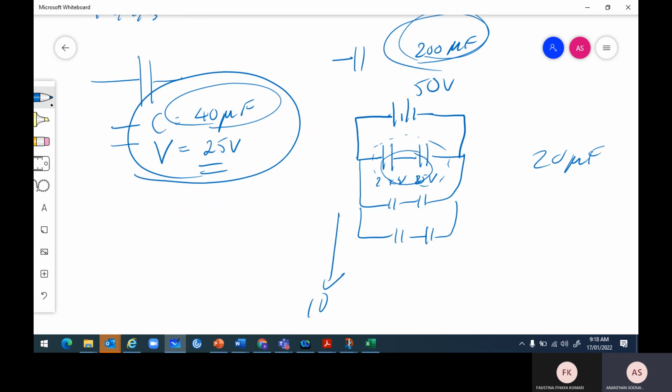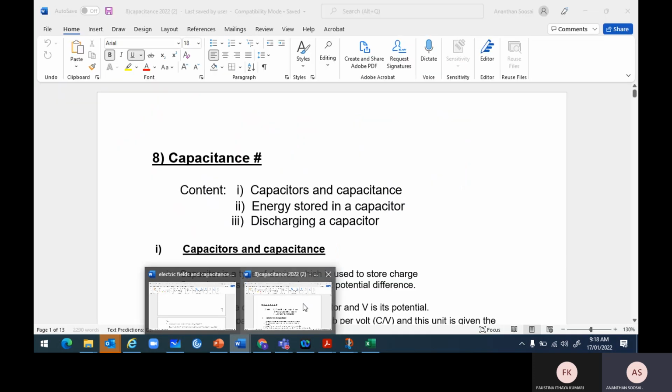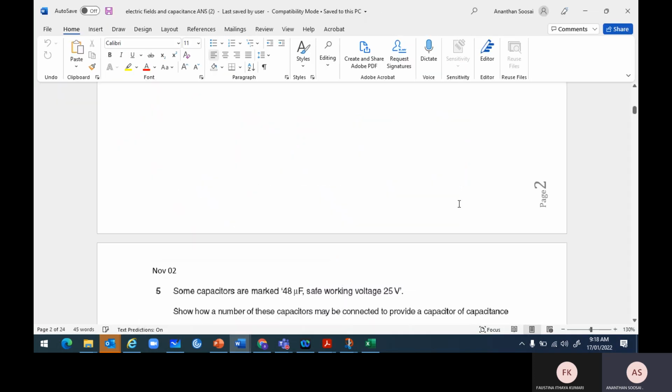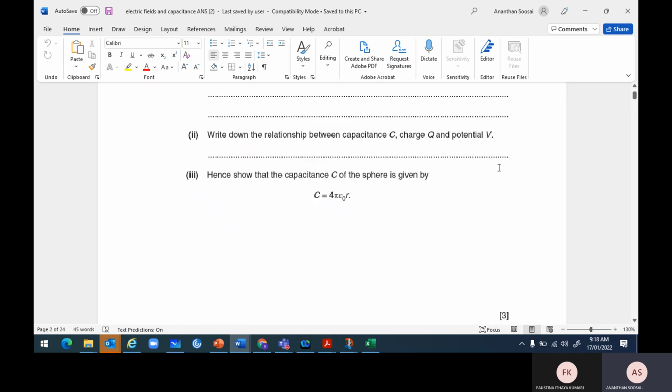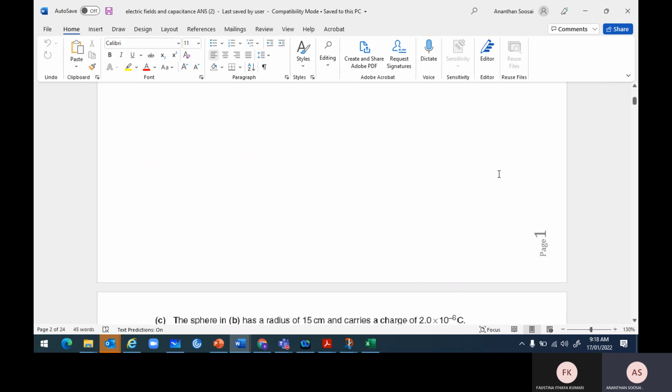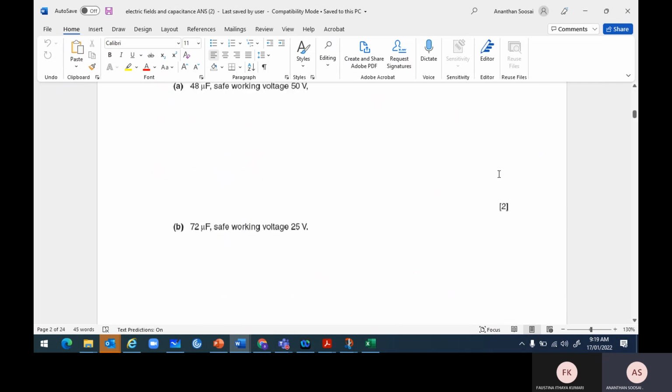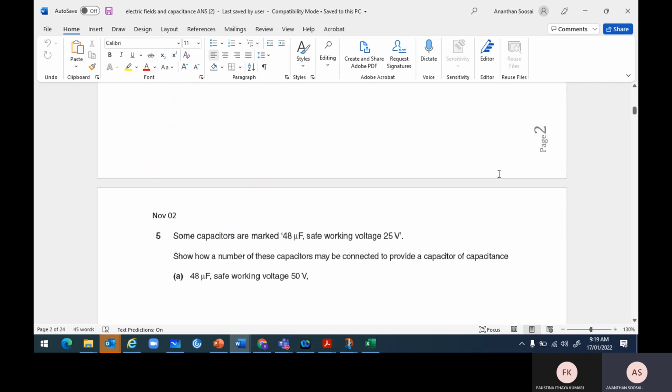Okay, let me show you one past year question here. So I go to the past year paper here. Of course this is electric field and capacitance, the chapter we did. So this is electric field and capacitance together. I'll scroll down. Yeah, this question, page 3.